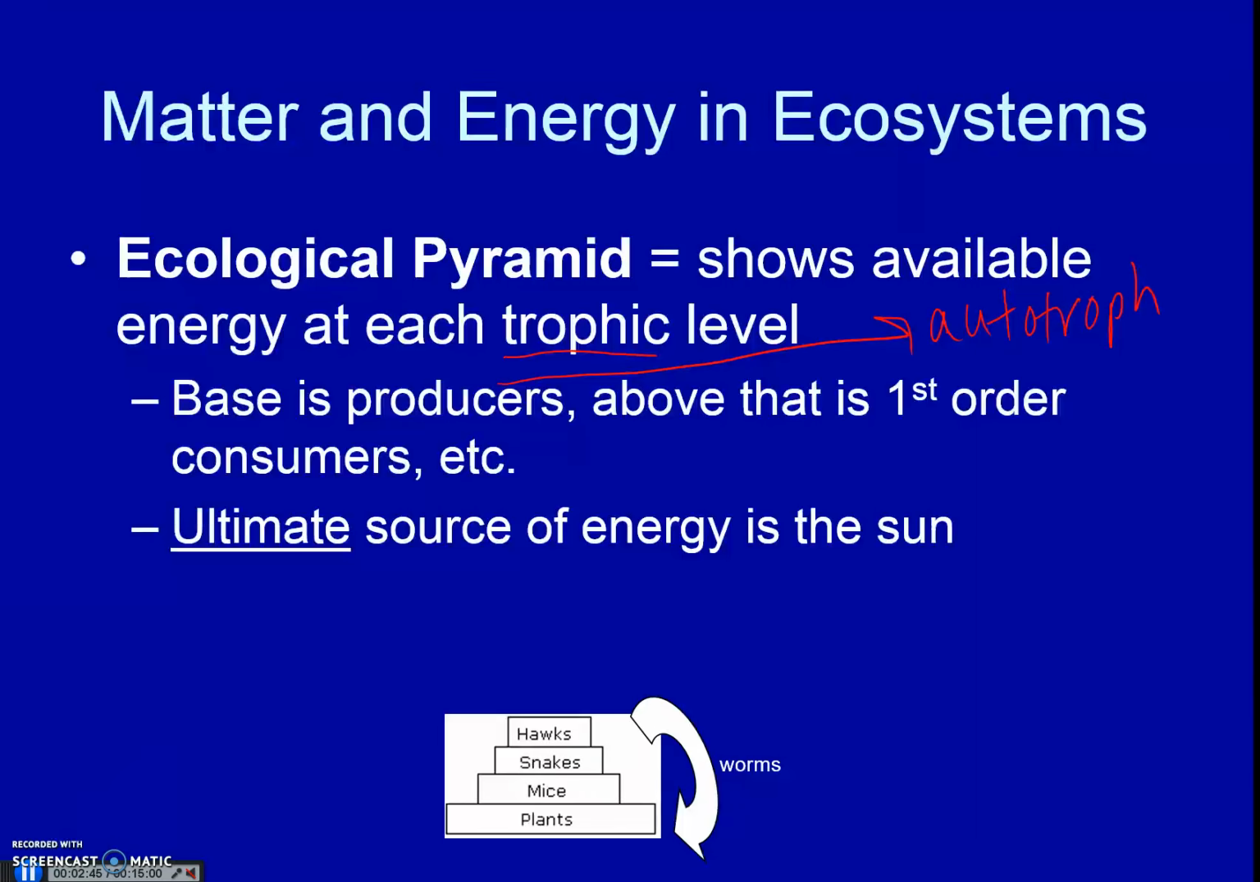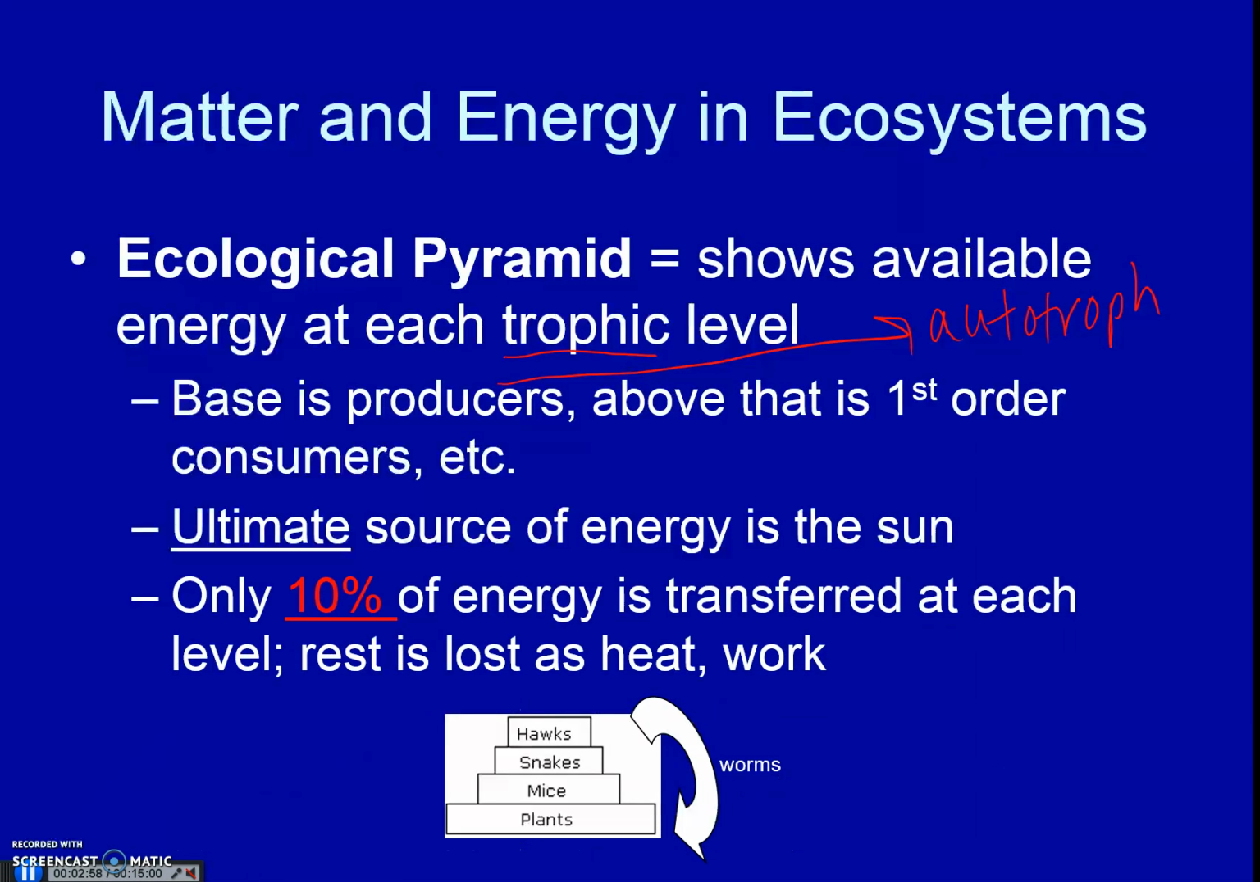The ultimate source of the energy for our Earth is the sun, and so it would make sense that the organisms at the bottom of an ecological pyramid would get their energy directly from the sun, and they're going to have the most available energy. Now, this percentage is going to be one that you'll need to know for the test. Only 10% of energy is transferred at each level. The rest is lost as the organism is just living, like I said: eating, hunting, heart beating, digesting, things like that.